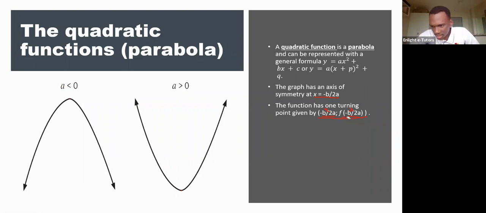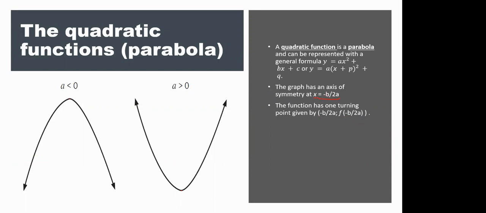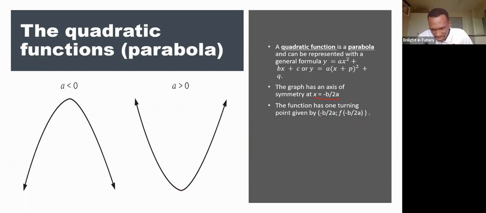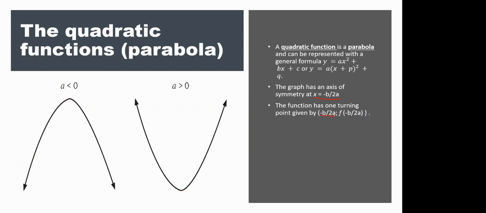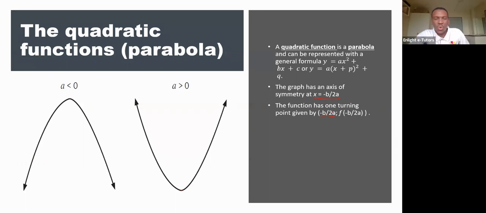Okay, let me just remove this thing. Let me show you. I want you to see that. Look at this axis of symmetry of the graph. Yes, it's minus b over 2a. It's the same as the x coordinate of the turning point. Oh yes, I can see that. So if you want the y coordinate of the turning point, the only thing you have to do is take the x value and put it in the equation.